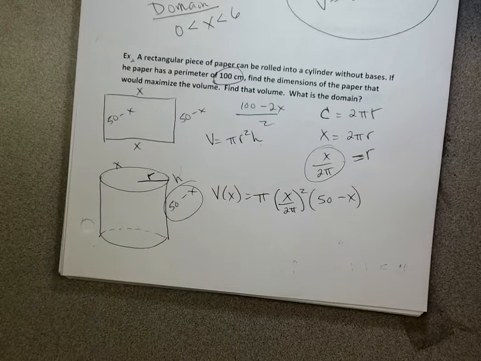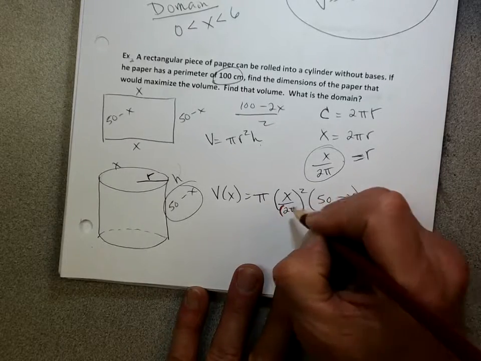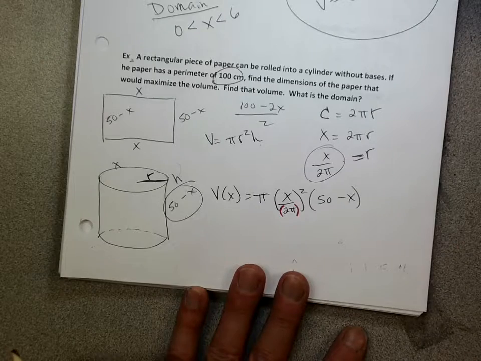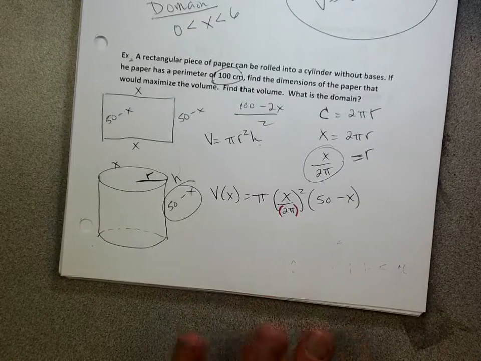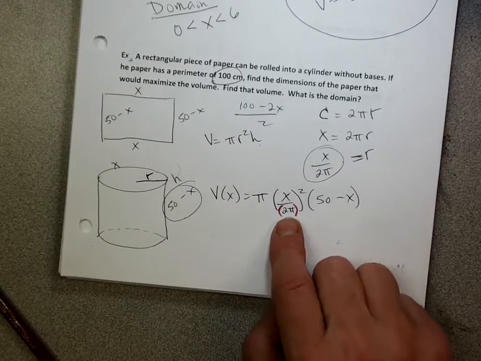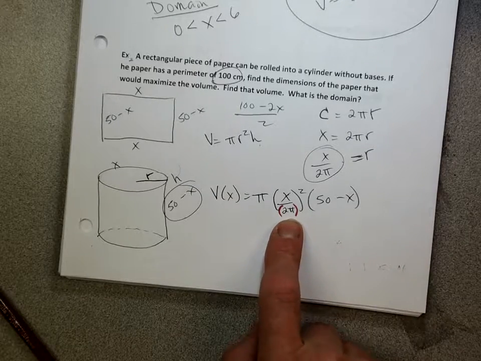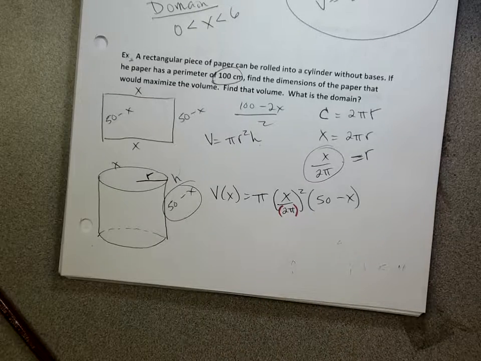If we're going to put it on our calculator exactly the way it is, we've got to make sure you put another set of parentheses here. I'm going to simplify this to make it easier to put in the calculator. But you can put it in the calculator if you just make sure you put an extra set of parentheses here, so you divide this whole thing by 2 pi, okay?